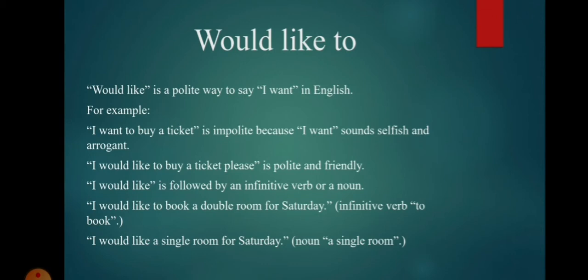And then I would like is followed by an infinitive verb or a noun. So this one example, I would like to book a double room for Saturday. Infinitive verb: to book. So after to here, book is a verb, because memesan itu adalah kata kerja. Jadi that's a verb followed by a verb. And then, I would like a single room for Saturday. Noun. After like there is no to, and then it is followed by a noun. A single room is a noun. So would like is followed by a noun or a verb.